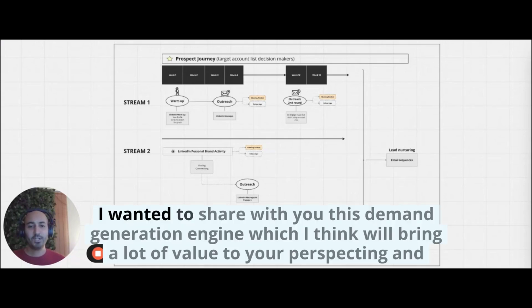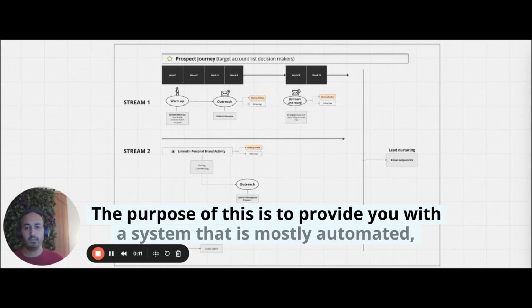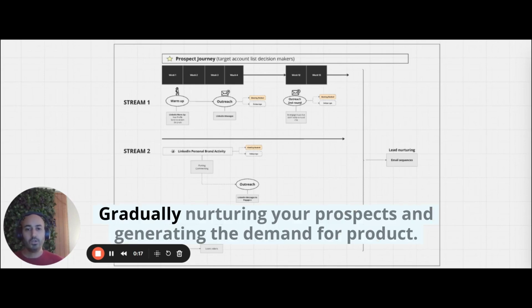Hi. I wanted to share with you this demand generation engine, which I think will bring a lot of value to your prospecting and building your sales pipeline. The purpose of this is to provide you with a system that is mostly automated, running in the background, gradually nurturing your prospects and generating demand for your product.